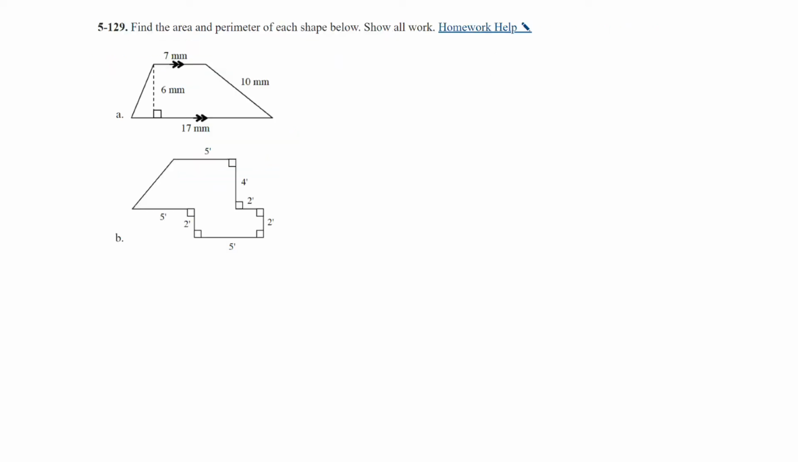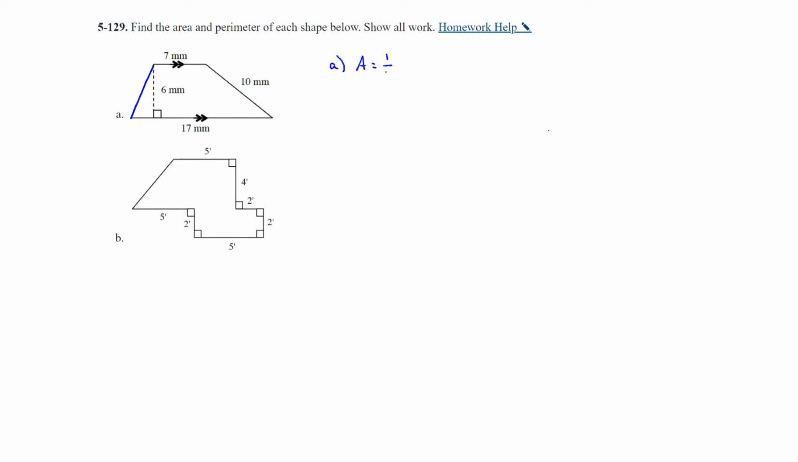Question 129, find the area and perimeter of each shape below. Show all your work. So on part A, we're finding area and perimeter. For perimeter, the only side we're missing is this one right here. So we need to find that one. For the area, we really have everything. So for A, let's go ahead and just find the area since we have all the information.